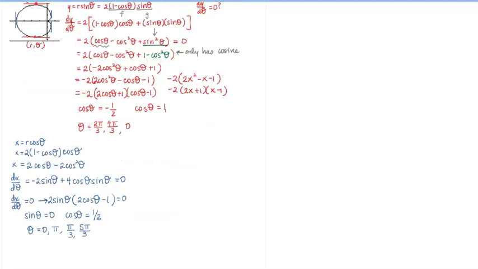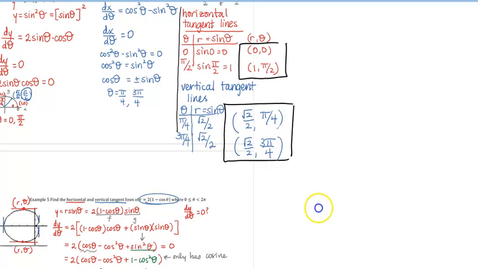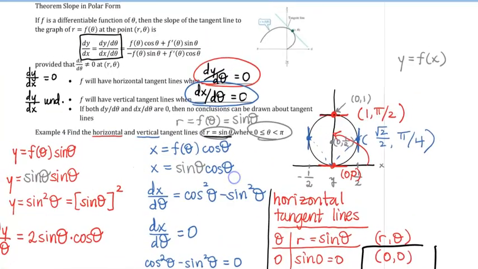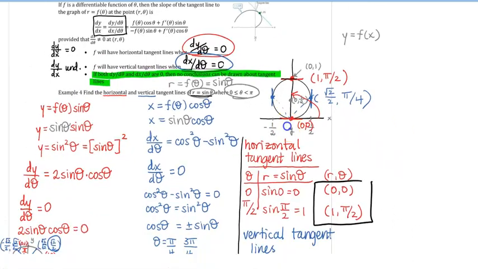I do want to be clear, notice how the angle of 0 is showing up as a solution for both dy d theta equal to 0 and dx d theta equal to 0. That means that we cannot conclude what is happening in terms of a tangent line when theta is equal to 0.